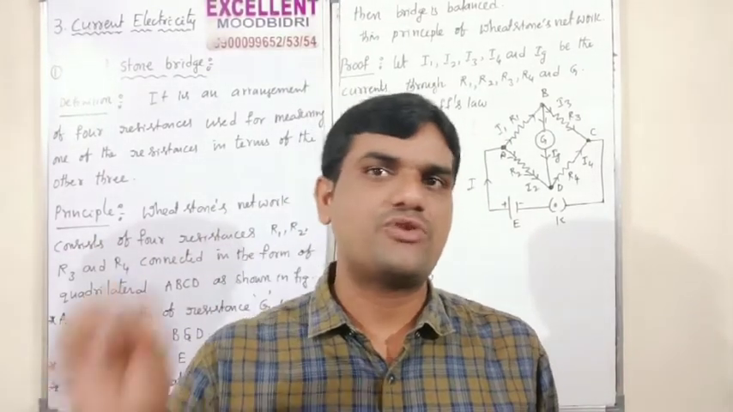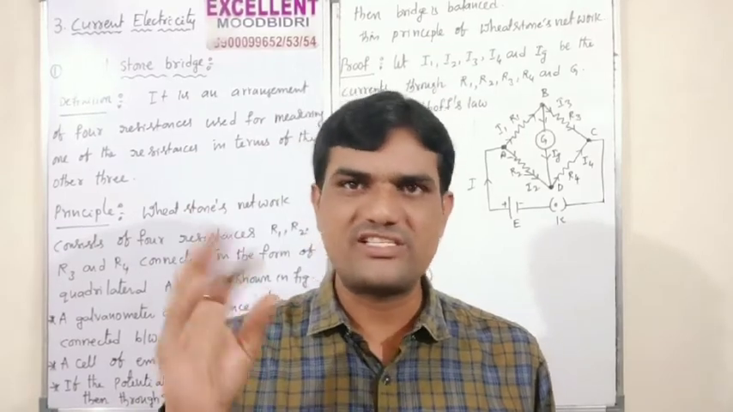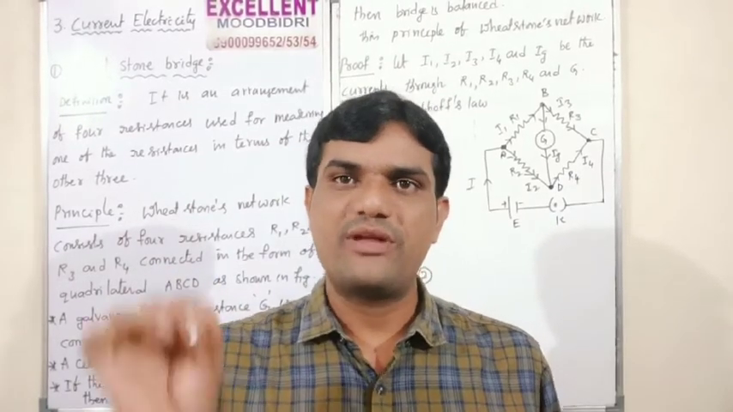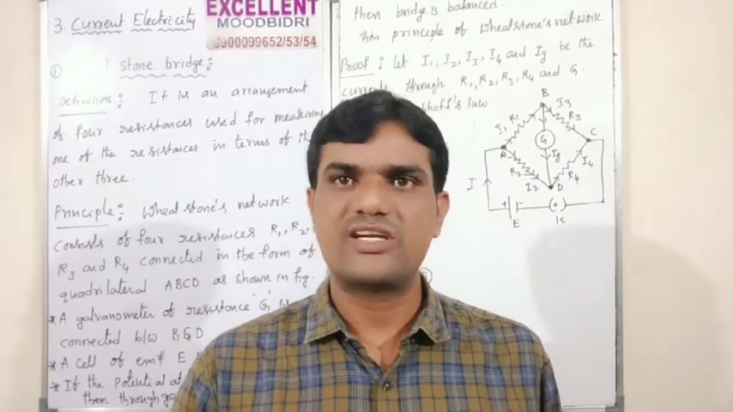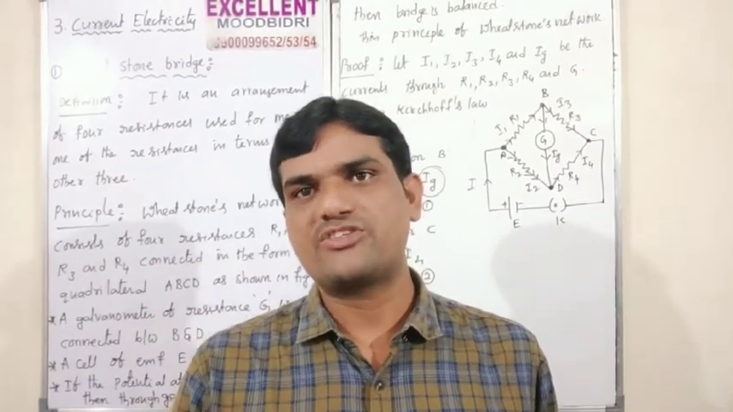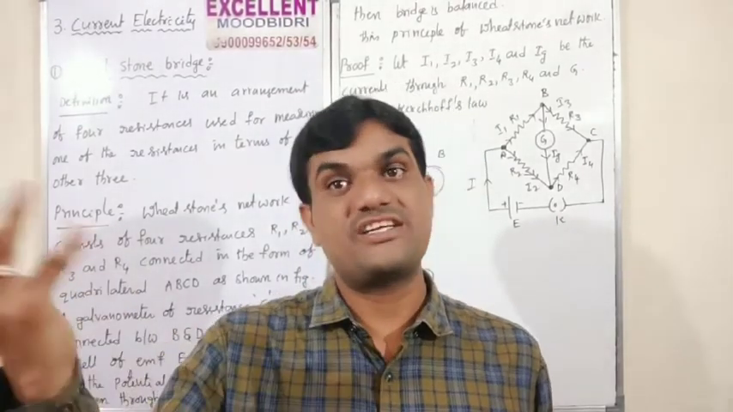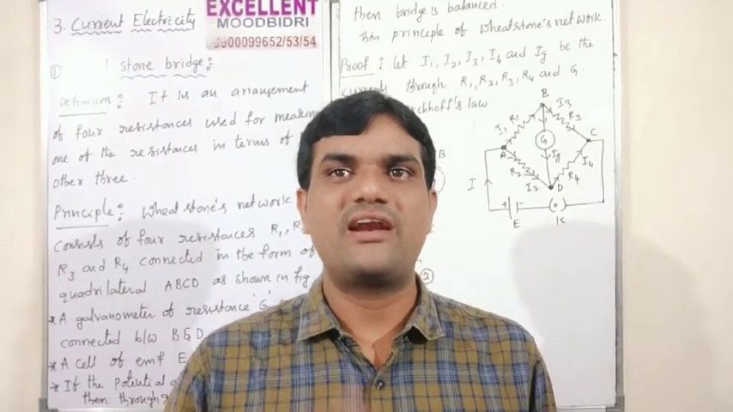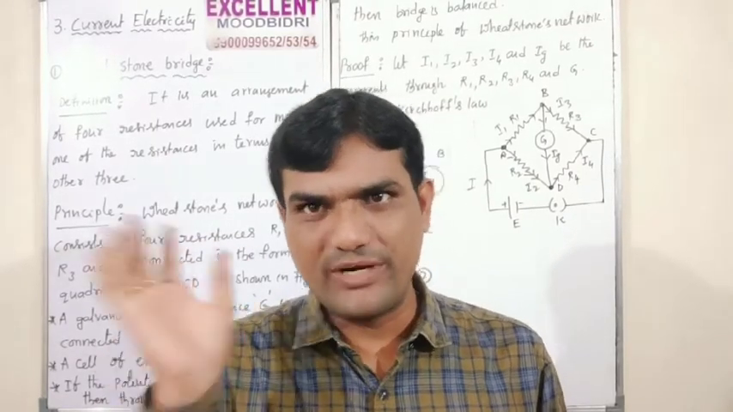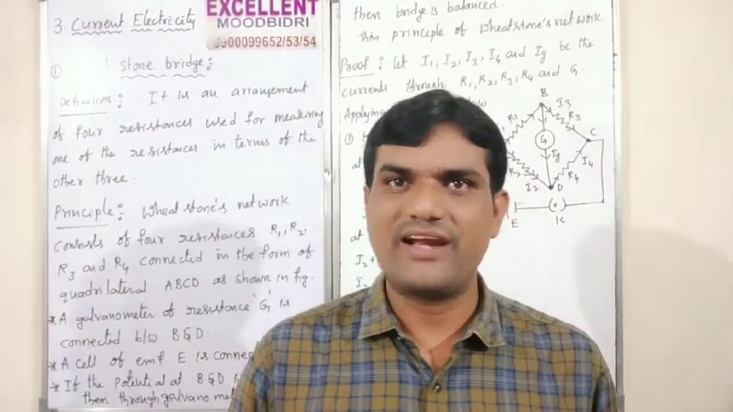R1 by R2 is equal to R3 by R4. Total 4 resistors are there, so 4 resistance values. For example, R3 I don't know, or else R4 I don't know. With the help of R1 by R2 is equal to R3 by R4, we can easily calculate the unknown resistance value. This is another important advantage of the Wheatstone bridge.